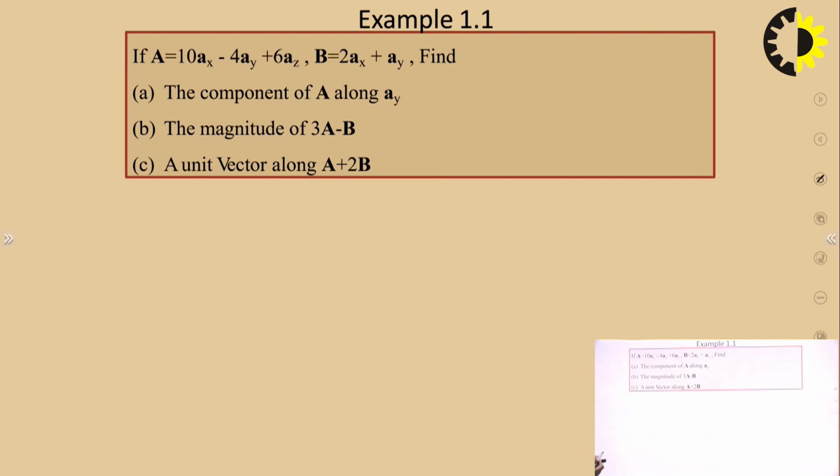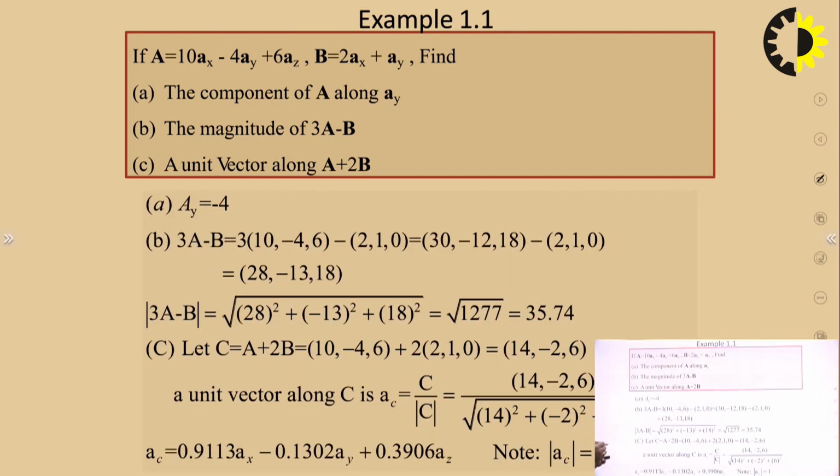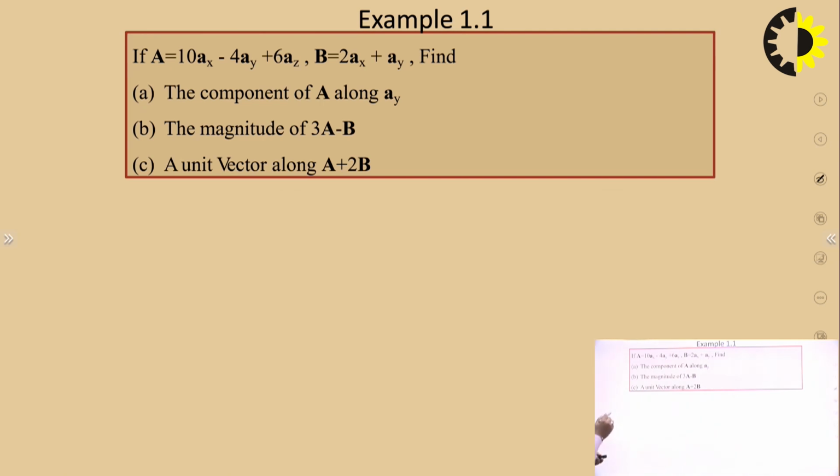Now this is an example on the component of A along ay, the unit vector, and the magnitude. These are some laws of algebra which depend on this example. Vector A is defined as 10ax minus 4ay plus 6az, and the vector B is defined as 2ax plus ay. So what is the component of A along ay?